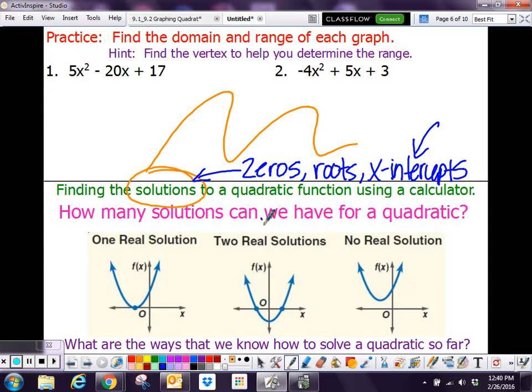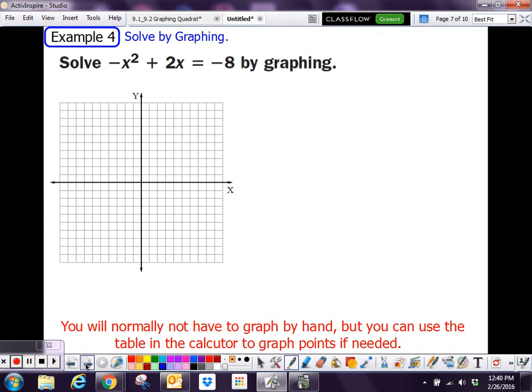So if you look at this middle graph, that's normally what we did on our last test. We had 2 solutions. Okay? But sometimes you might have 1 solution. Notice this first graph only touches the x-axis once. Notice this last graph doesn't touch the x-axis at all, so there's no solution. Okay, so you might have 1 solution, you might have 2, you might have none. But to know that, you have to know that these are x-intercepts.